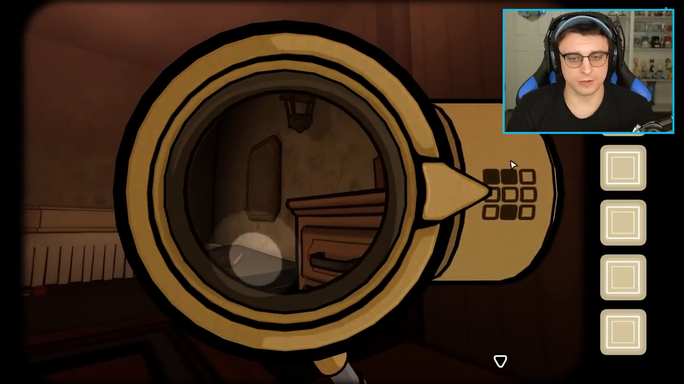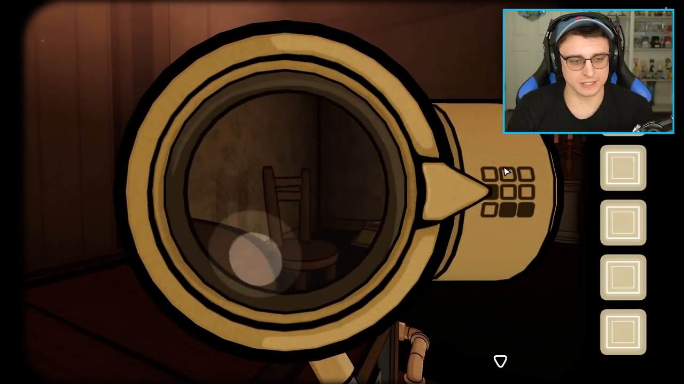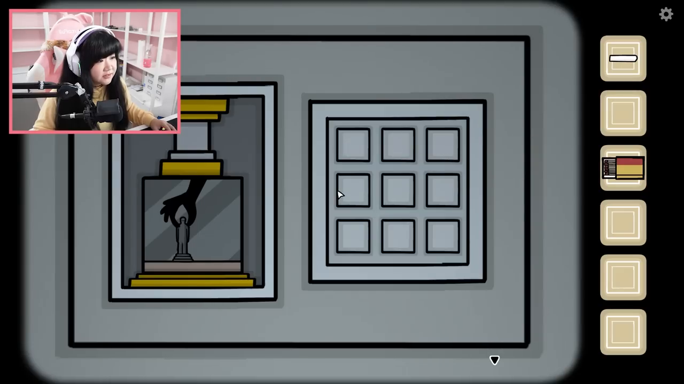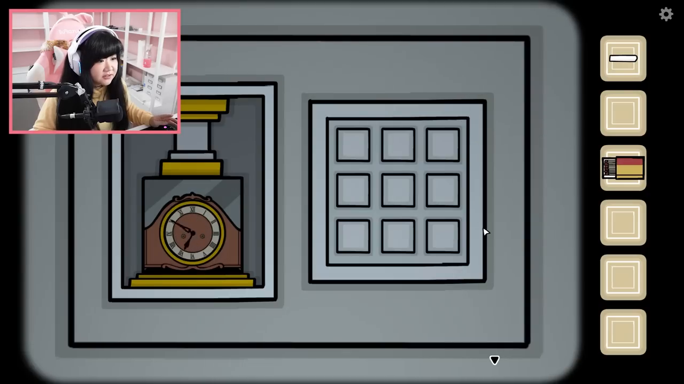Okay. Let me go to the chess one. That was the first one, it looked like a chessboard. Okay. Blank, blank, blank. Blank, blank, blank. Filled, blank, blank. Blank, filled. Okay, oh, now I have a clock. Okay, let me go to the clock.